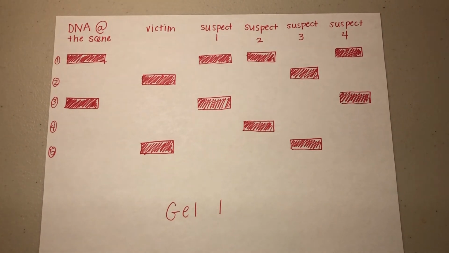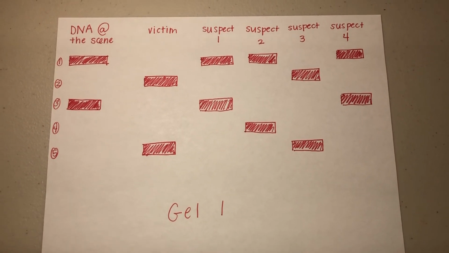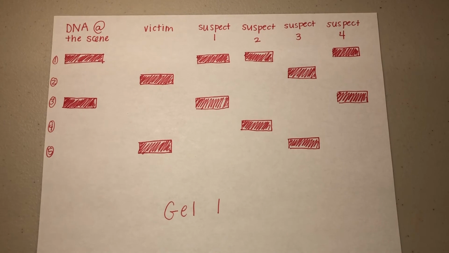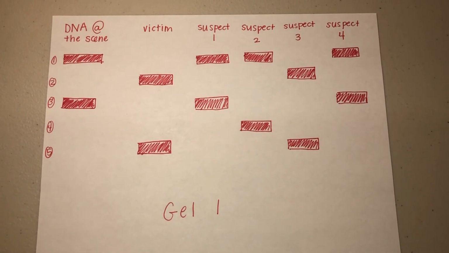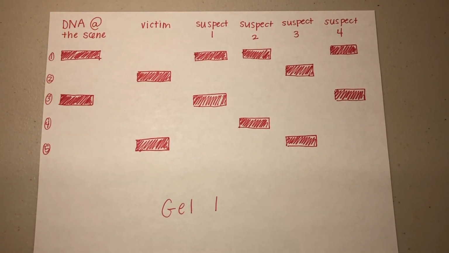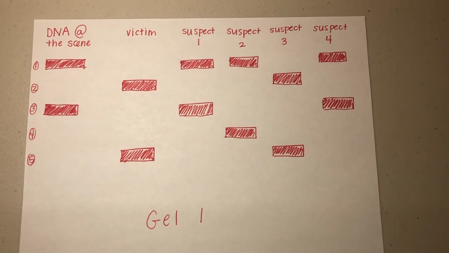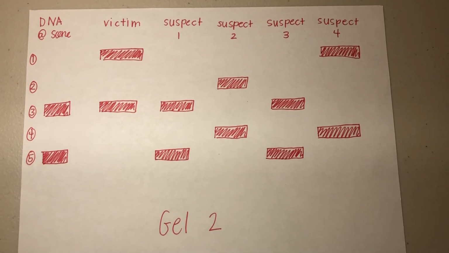Suspect 2 has alleles at spots 1 and 4, so we can rule them out. Suspect 3 has alleles at spot 2 and 5, so we can rule them out as well. Suspect 4 also matches the DNA at the scene with alleles at spots 1 and 3. Now we need to look at the other gel to see if we can narrow it down between suspects 1 and 4. Here's the gel for the second loci.